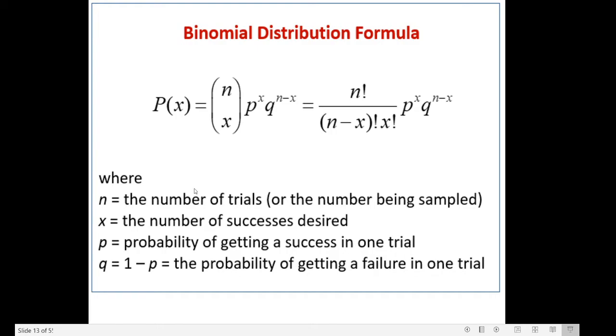Another is the probability of getting success in one trial. The other thing is 1 minus p, the probability of failure. These are all the input values. Using these input values, we can calculate the binomial distribution.